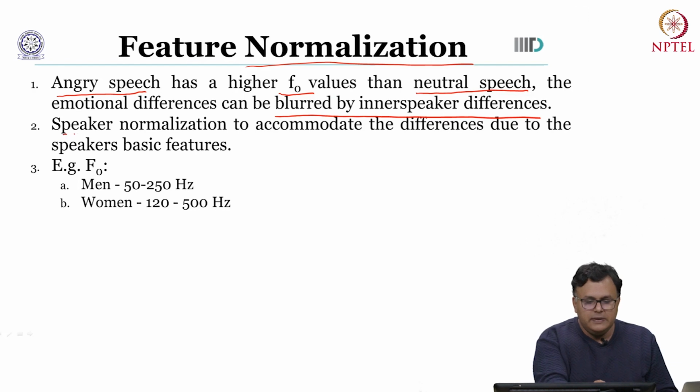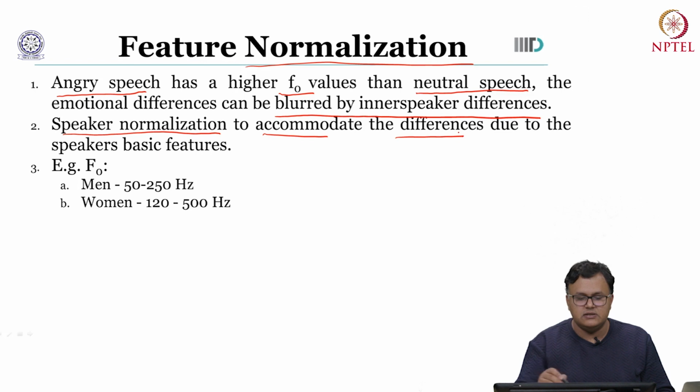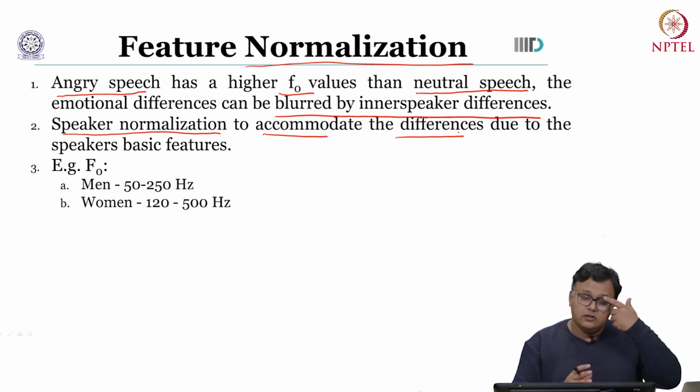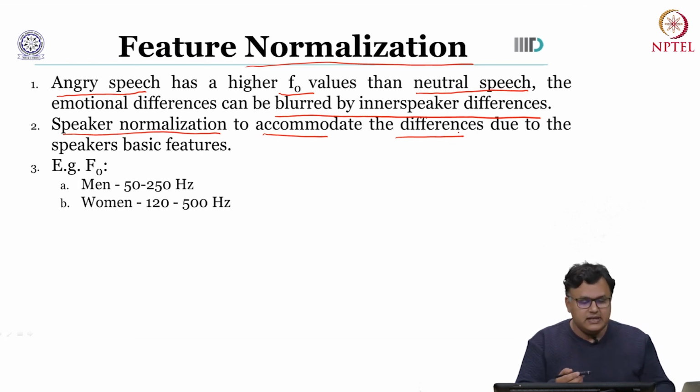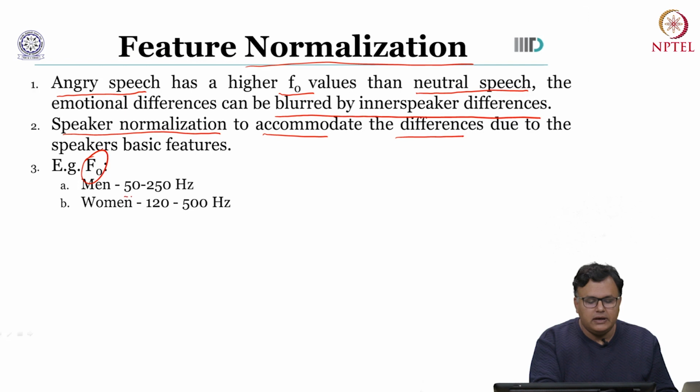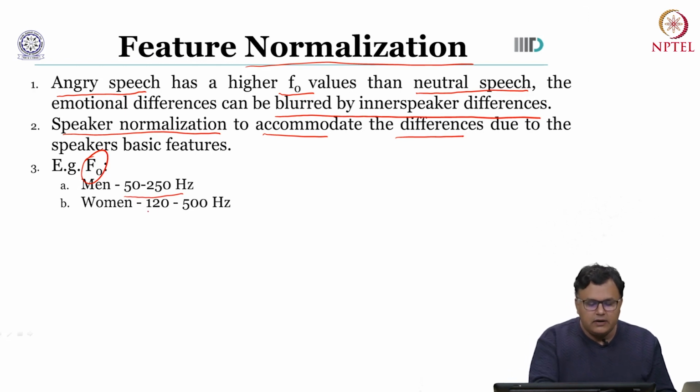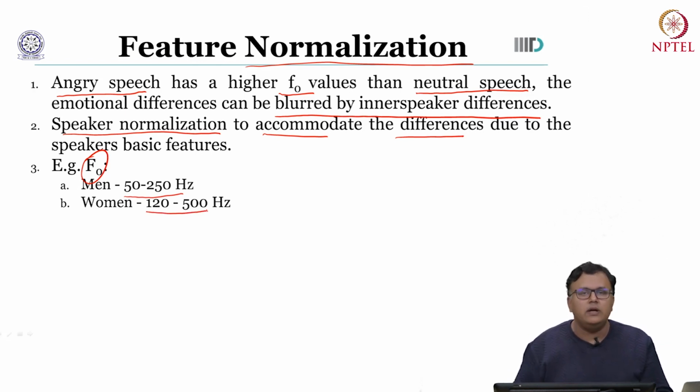Therefore, speaker normalization is used to accommodate these kinds of differences which are introduced in my data set due to the differences in the speakers. Now, here is an example based on gender, friends. For the fundamental frequency, men would typically have signal between 50 to 250 hertz, and if you look at women subjects, it would be between 120 and 500 hertz. So there is a difference in the range here.